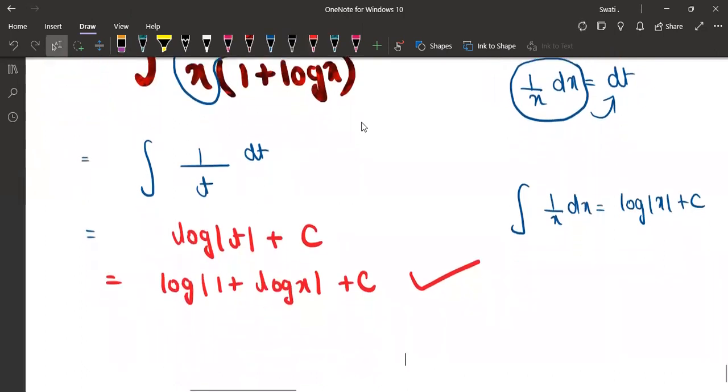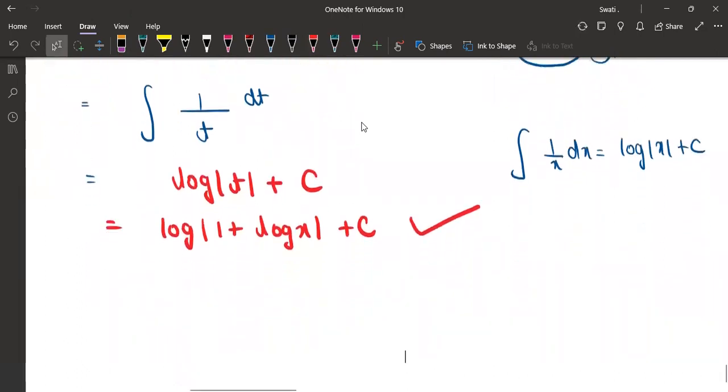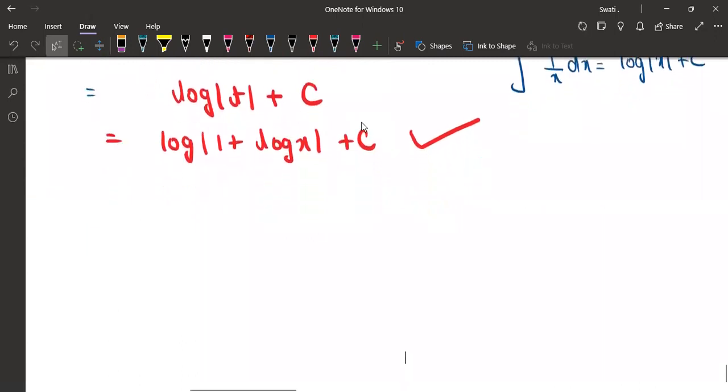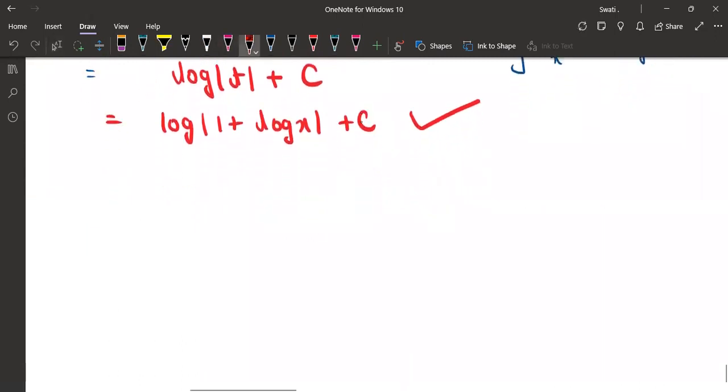So we are done with the fifth question. Now we can move to the sixth question. All these integrations that we were doing are called indefinite integration. Now the sixth question is a definite integration. What is the difference between definite and indefinite? In definite, we have the limit given, okay? And in indefinite, there is no limit given. So this particular question is a definite integration.